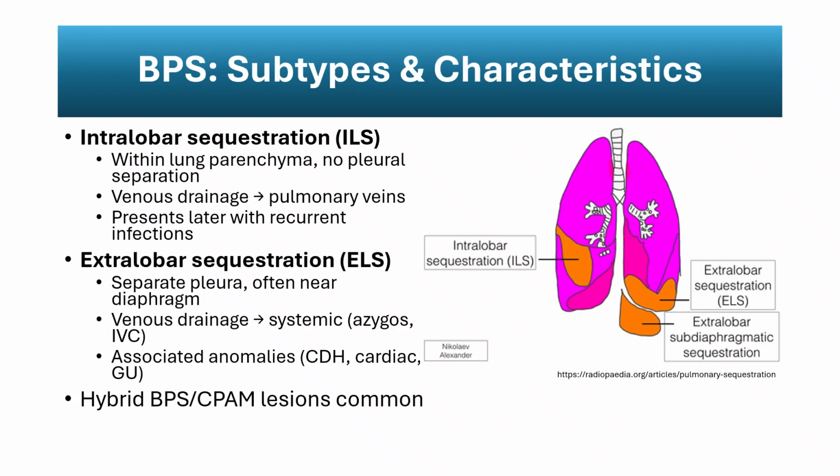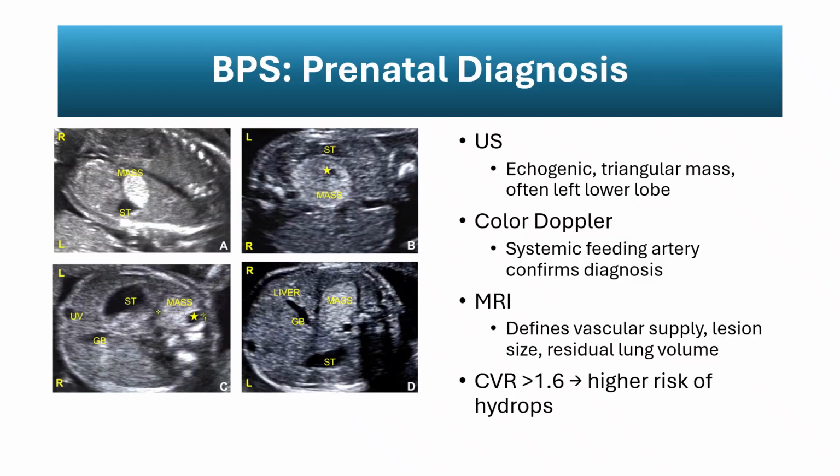They are more frequently associated with congenital anomalies, including diaphragmatic hernia, cardiac defects, and genitourinary malformations. Hybrid lesions with features of both BPS and CPAM are also reported. Recognizing the subtype is essential for surgical planning, as intralobar lesions require careful dissection within the normal lung, whereas extralobar lesions can often be excised independently. The systemic arterial supply, location, and associated anomalies guide both timing and approach for resection, minimizing post-operative complications.